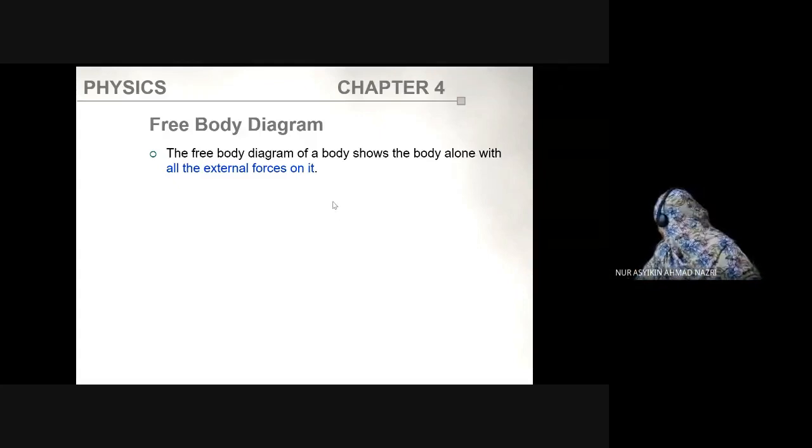Nantilah. Kejap lah ibu kelas. Nantilah dik.